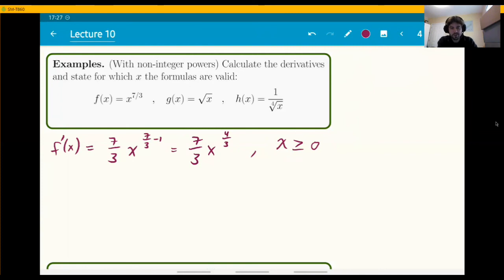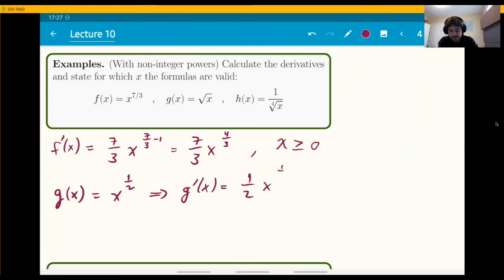So that's really the only thing that changes about non-integer powers, fractional powers. The domain does not have negative numbers. Now g of x, square root of x. That's not written in the form of x raised to a power, but we can do that. Square root is the same thing as x to the 1/2. And once you've done that, the derivative is easy to find.